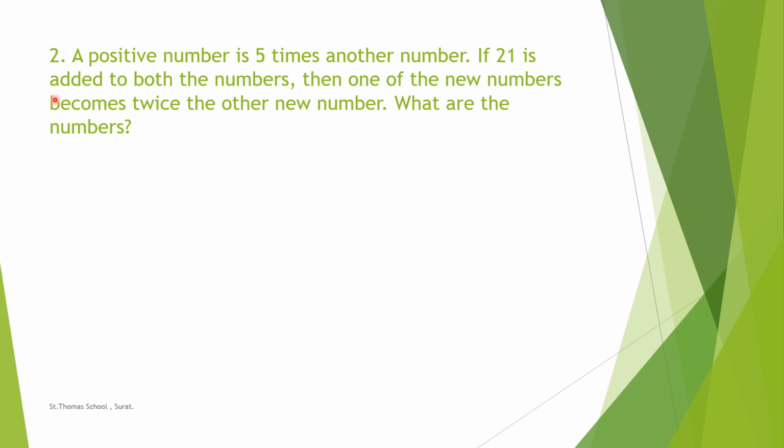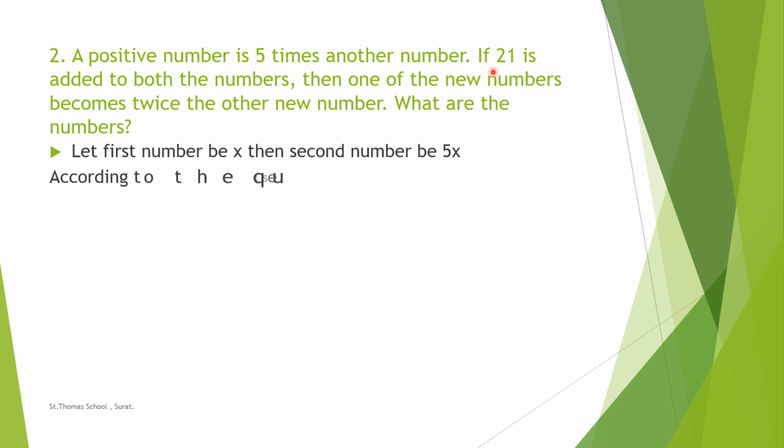Question number 2. A positive number is 5 times another number. If 21 is added to both the numbers, then one of the new numbers becomes twice the other new number. What are the numbers? So, there are two numbers. Let the first number be x, then the second number, which is 5 times the first, is 5x.